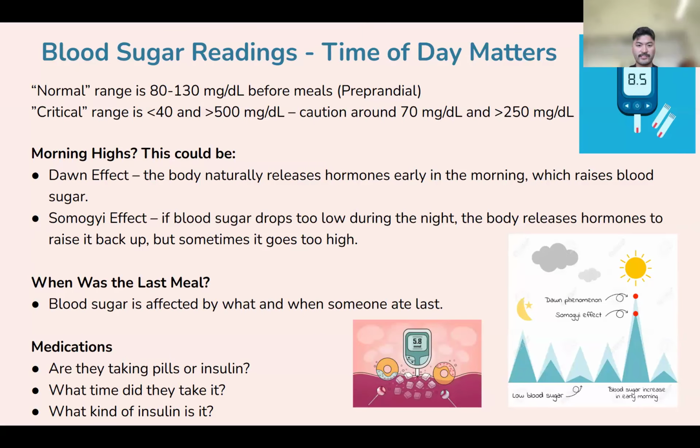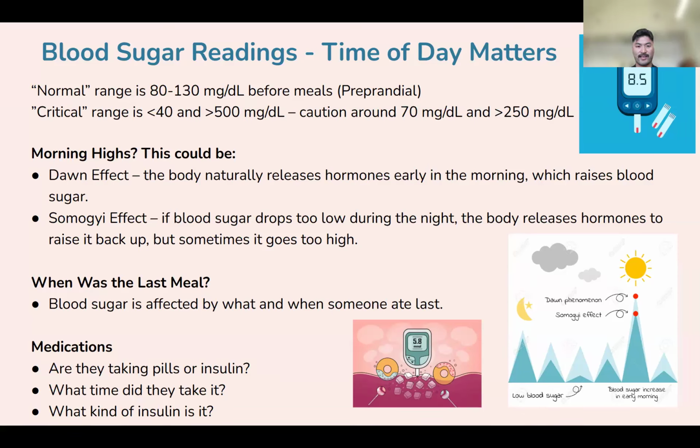So in terms of blood sugar readings, the timing of the day is really important because blood sugar levels can change throughout the day. What may look like a high or a low depends on when the reading was taken, what was eaten, and the medications that were used. Being able to distinguish between normal and critical is also really important. Normally, we expect a range of 80 to 130 milligrams per deciliter before meals. For caution zones, anything below around 70 or above 250, you want to monitor. And critical levels are less than 40 and greater than 500.